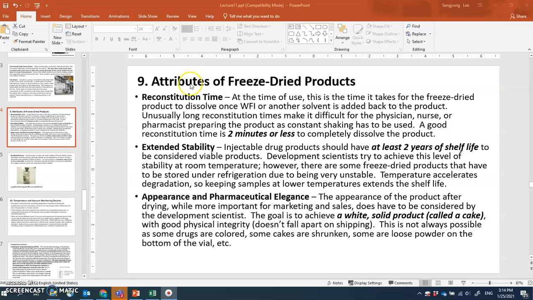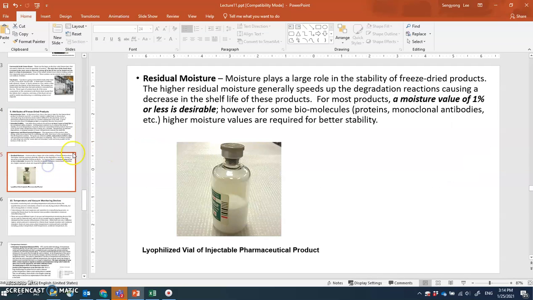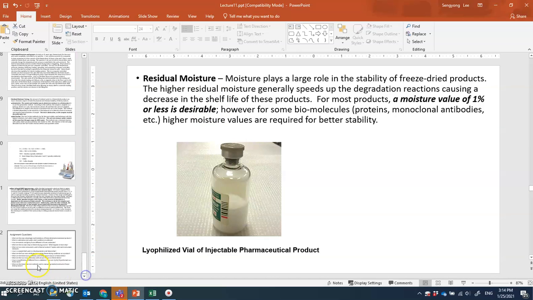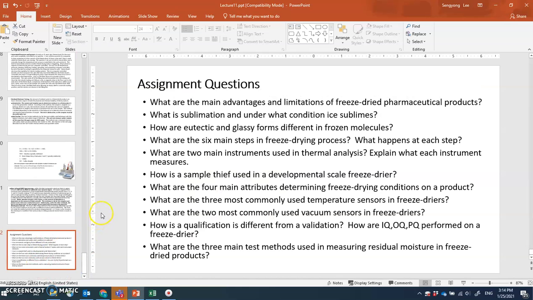Another thing is the reconstitution time. When you add WFI back to your freeze-dried drug, does it take a long time, longer than 2 minutes? It should be less than 2 minutes to get your drug reconstituted, right? Another important thing is extended stability. Can you really get at least 2 years of shelf life without losing the efficacy of the drug? And the last important thing is the residual water content, of course. It should be less than 1%. Okay, those are the 4 important attributes.